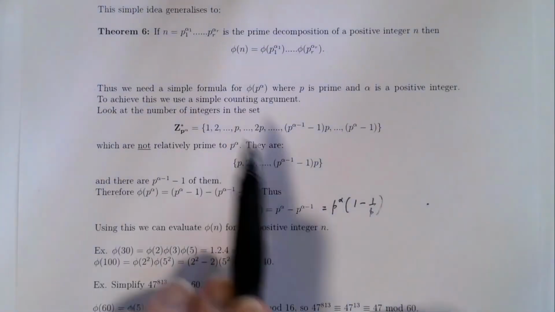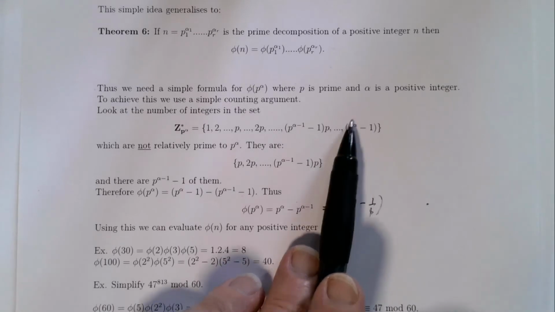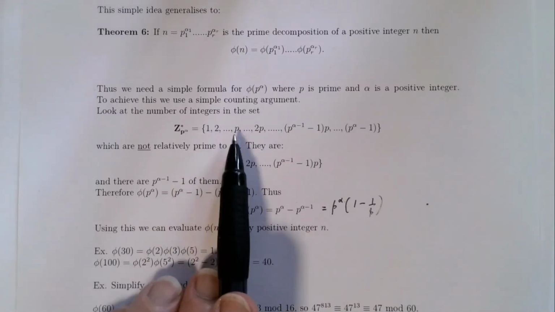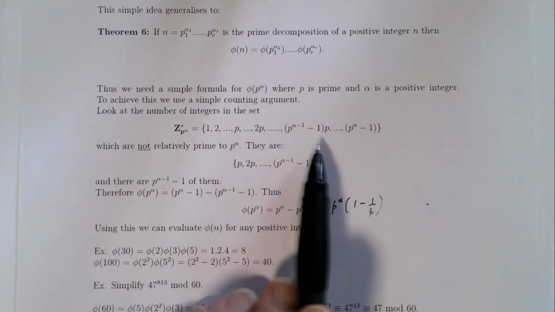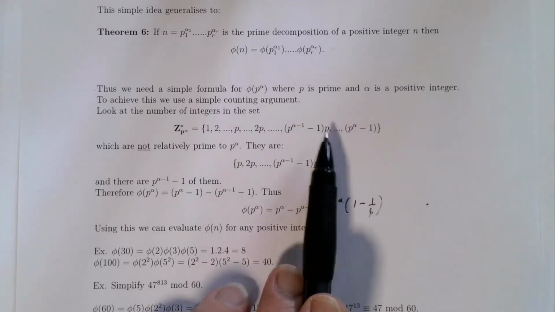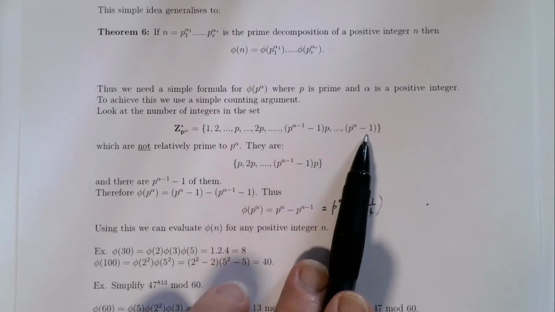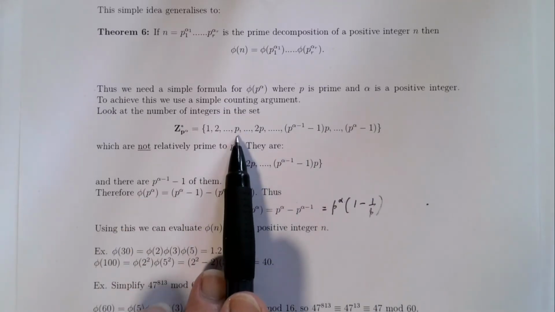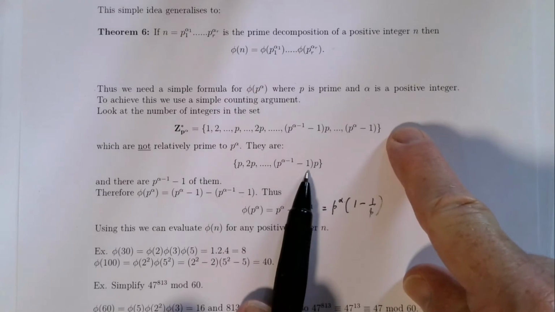So I'm going to write down all the numbers from 1 up to p to the alpha minus 1. There are that many of these, and in the process of doing that we start writing 1, 2, 3 and so on. Eventually we'll come to p, then we'll come to a 2p and a 3p all the way up to p to the alpha minus 1 times p, and that'll be the last multiple of p in here.